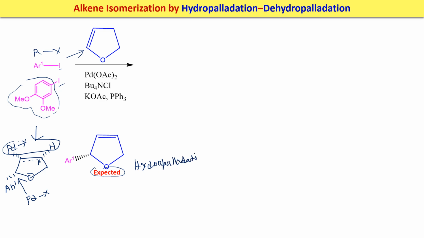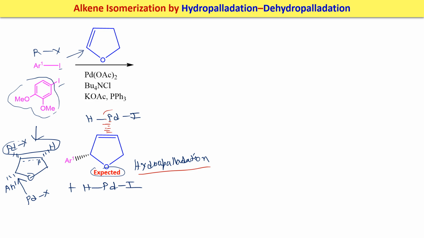Now in this hydropalladation, what will happen, as when this molecule is formed, there is also formation of HPdI. Now this HPdI can interact with this double bond, and that is why hydropalladation is possible here. So this type of interaction with the metal will be happening.